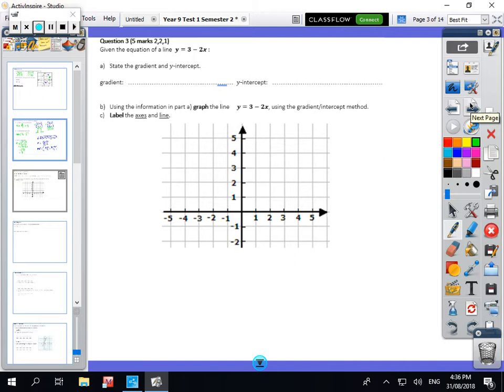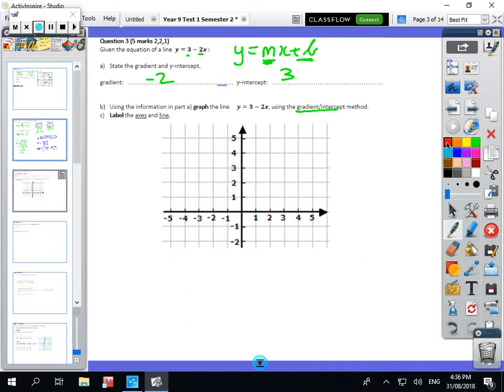Equation of a line, y equals 3 minus 2x. So all equations of lines are y equals mx plus b. So m, the number in front, is minus 2, so that's the gradient, and the number that's the constant is 3, and that's the y-intercept. Use the information from part A to graph using the gradient-intercept method.